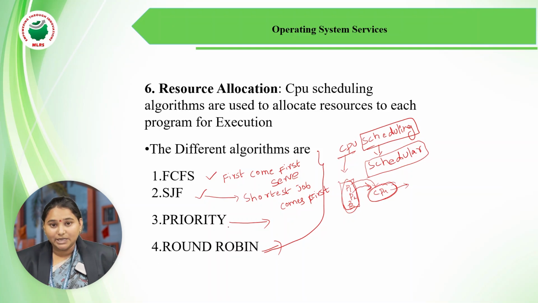Next, in priority, based on the priority, we will execute. CPU will execute the priority programs. Next, round robin. Here in this round robin, the time quantum or time slice will be there. Here time quantum is 4 seconds. Within the time quantum only it is executed.